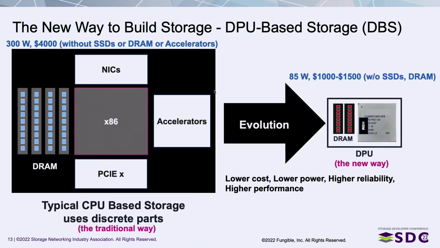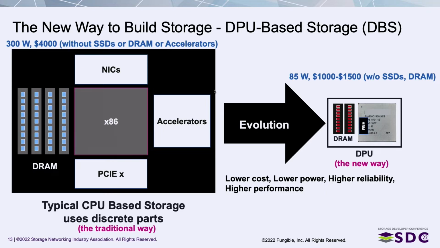And what I want to share with you is, the traditional way is the picture on the left. I show x86, but a general purpose core of some sort. You've got accelerators potentially sitting in PCIe slots. You've got some number of NICs. And then, of course, externally, you have DRAM.